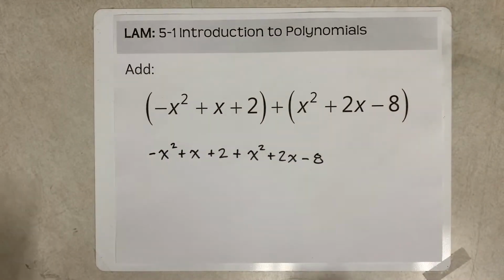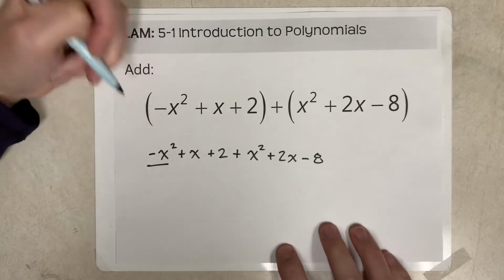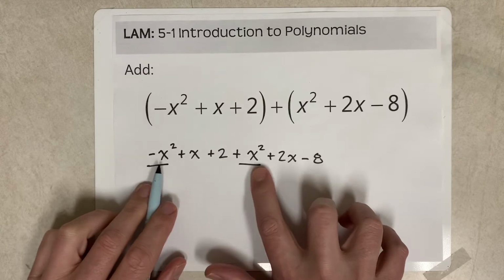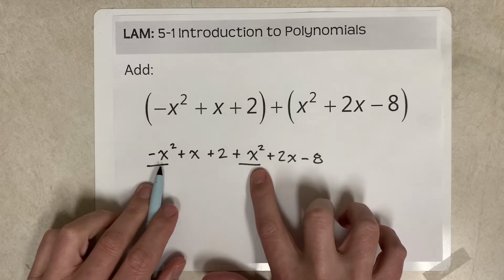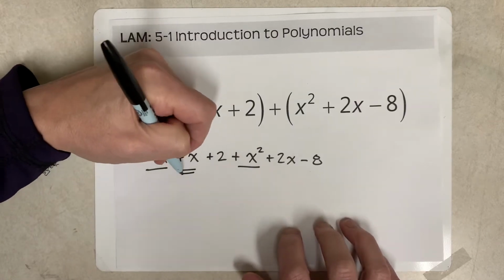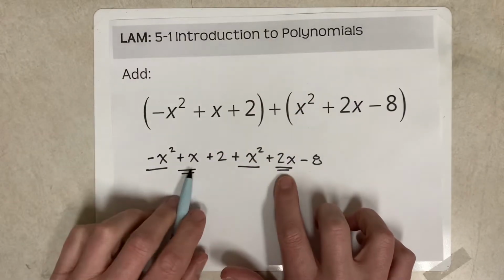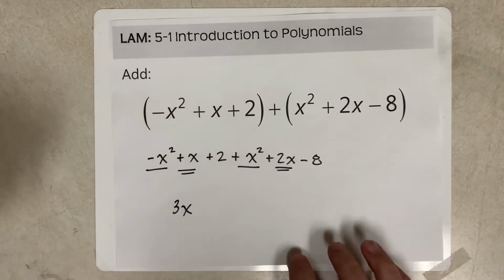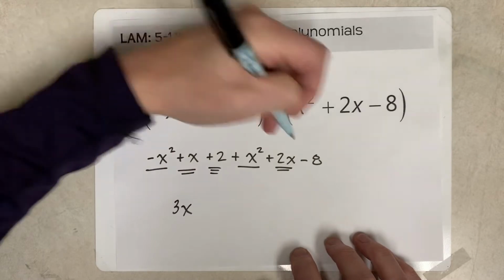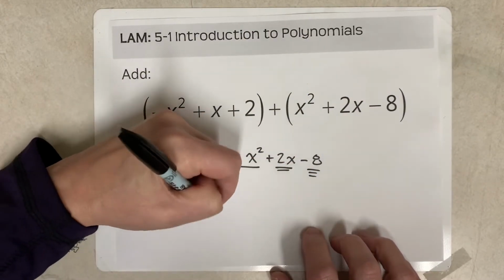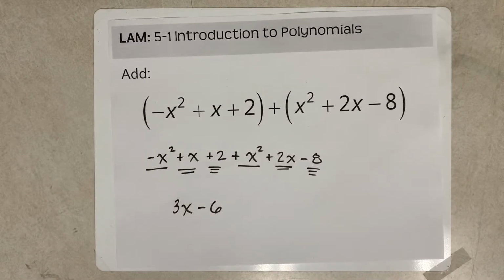Okay, now we're going to combine like terms. So I have a negative x squared and a positive x squared. Well, both of these are going to cancel because they're opposites of each other. They're additive inverses. So these are going to cancel, so they're gone. Now I have a plus x and a plus 2x, and those are going to combine to make 3x. So I've got a 3x there. Now I have a plus 2 and a minus 8, and that total is going to be minus 6. So 3x minus 6 is now my final answer for that one.